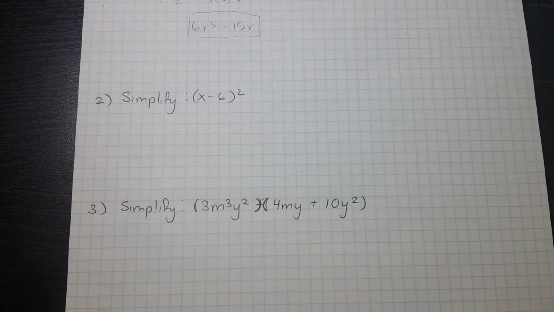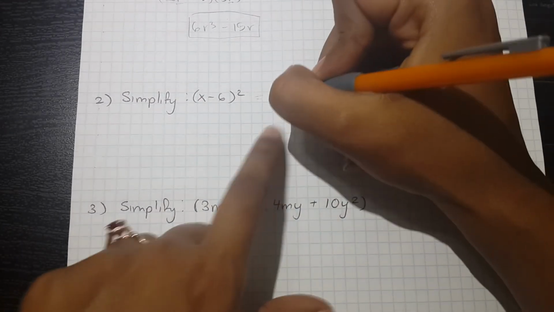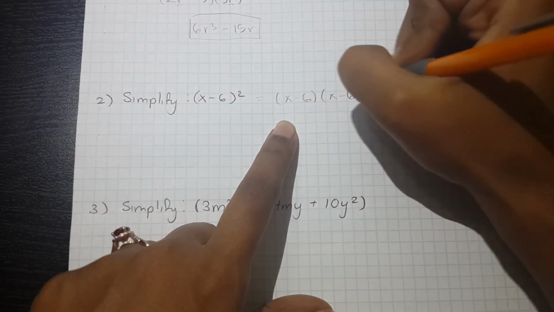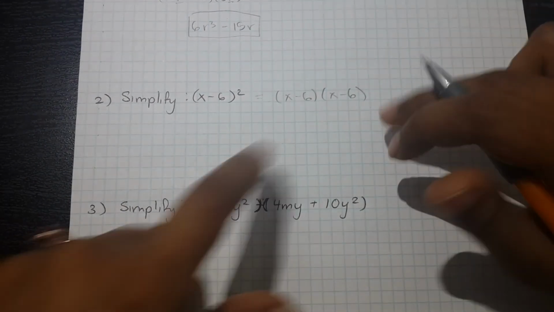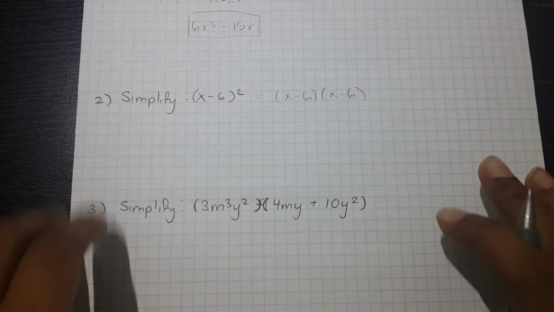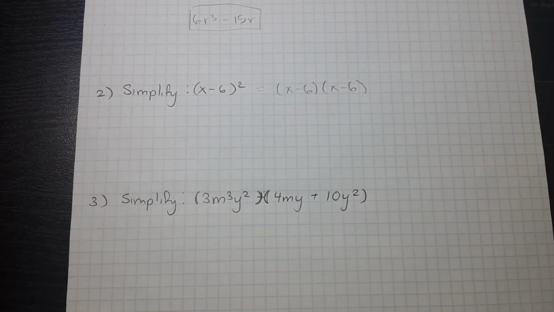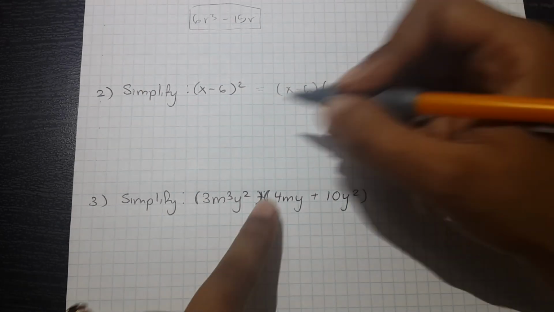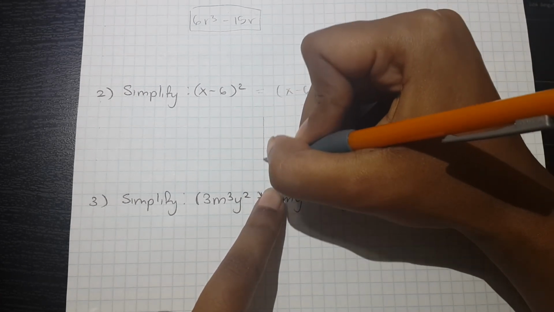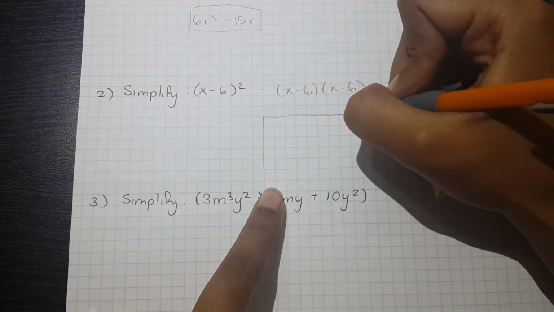Simplify. x minus 6 quantity squared. You can just expand this as x minus 6 times x minus 6. So I'm actually going to use the box method. It's actually up and coming now with the Common Core method. So let's say I want to use the box method to solve this. So I have 2 terms here and 2 terms here.